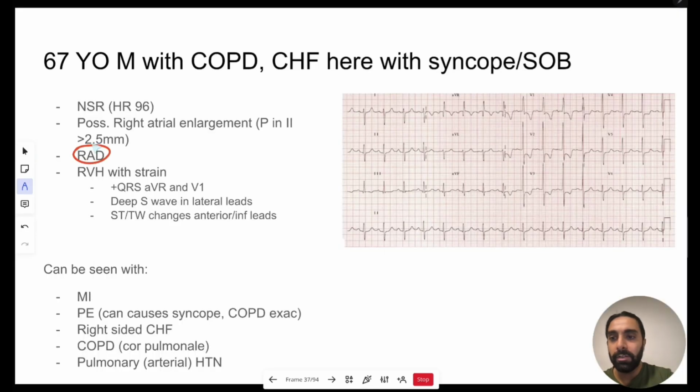So with the right axis deviation and the right ventricular hypertrophy with strain, this can be caused by a multitude of different diseases that cause right heart disease. So if somebody has a history of right-sided MI, PE can do it, that causes pulmonary hypertension. Anything that causes pulmonary hypertension, COPD causes cor pulmonale, so all of those things can cause this type of pattern.